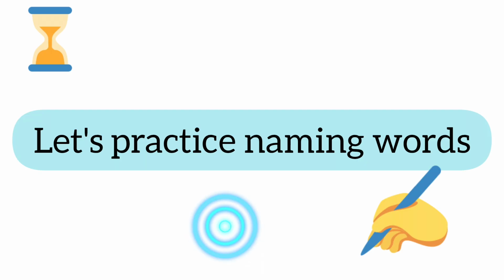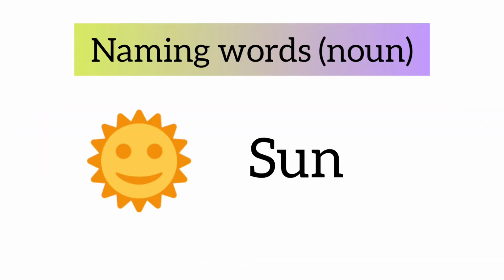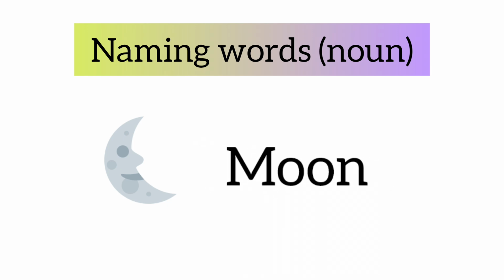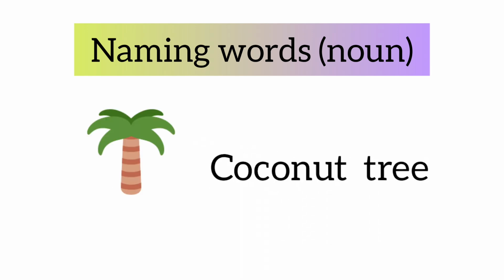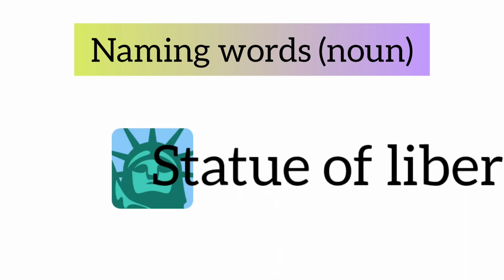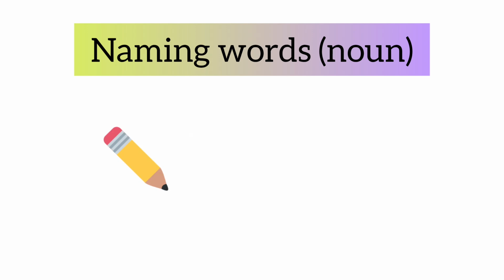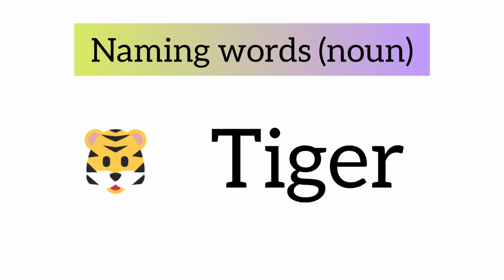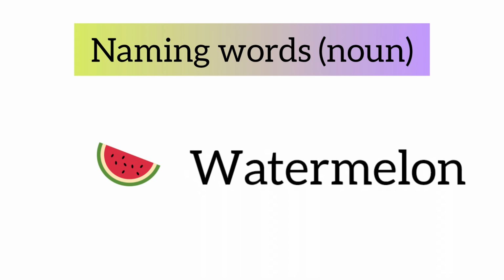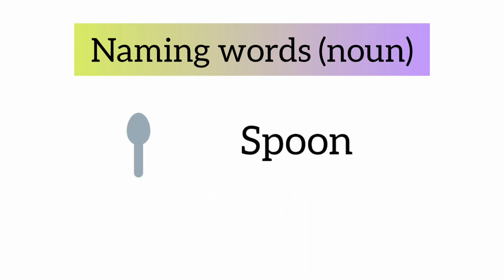Let's practice naming words. Sun, moon, coconut tree, bag, Statue of Liberty, pencil, tiger, rose, watermelon, spoon.